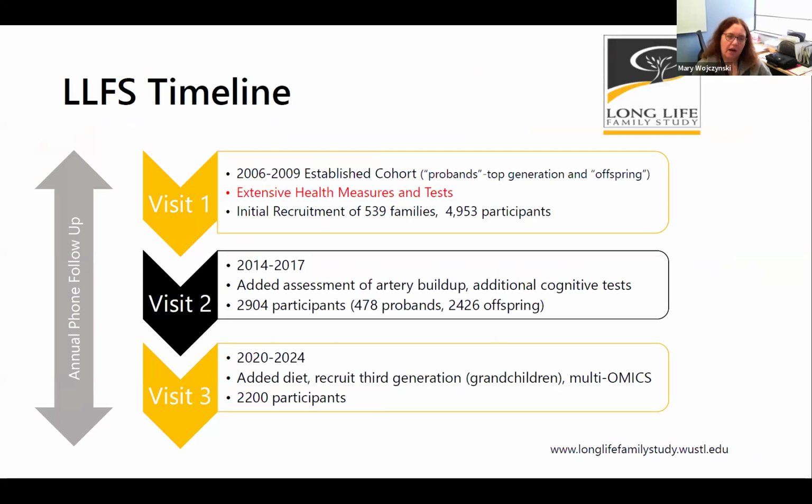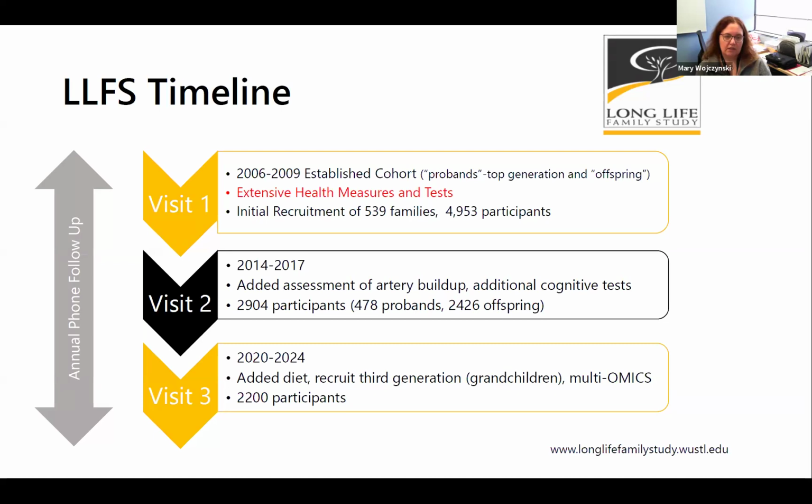So as background to our longitudinal data, I thought a timeline of how we have collected this data would be interesting. As I said, we've had 3 longitudinal in-person visits. Visit 1 was from 2006 to 2009 to establish the cohort. We consider our probands the top generation and the offspring the second generation. This was the baseline visit with extensive health measures and tests, and we recruited 539 families, which led to 4,953 participants. Visit 2 was approximately 8 years later, between 2014 and 2017.